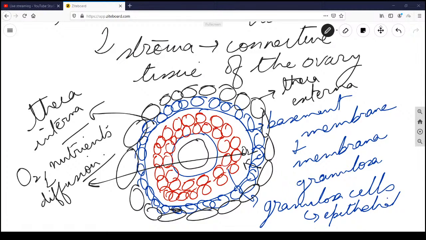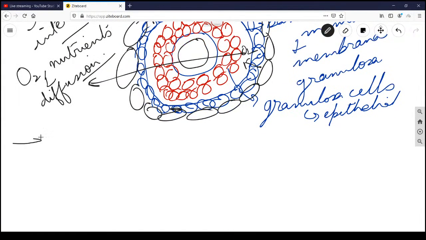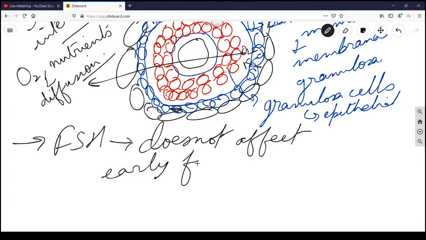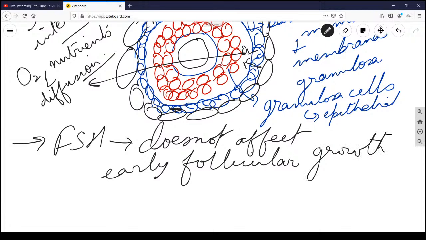Now, after this has happened, FSH doesn't affect the early follicular growth. FSH, follicle stimulating hormone, is secreted by the anterior pituitary gland, also known as adenohypophysis. You might know this from the class 11th endocrinology chapter. So it doesn't affect early follicular growth whatsoever.